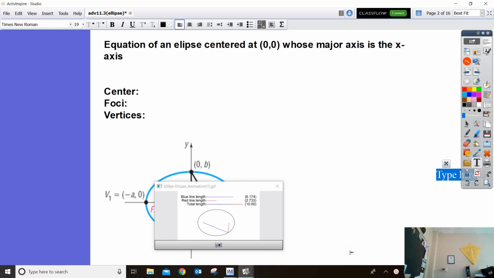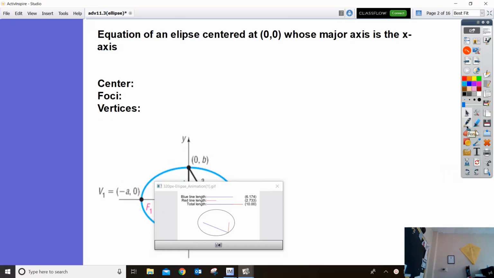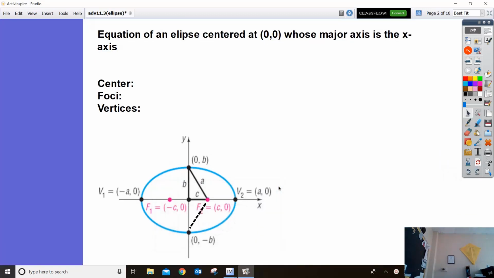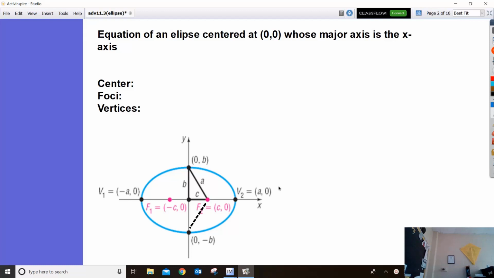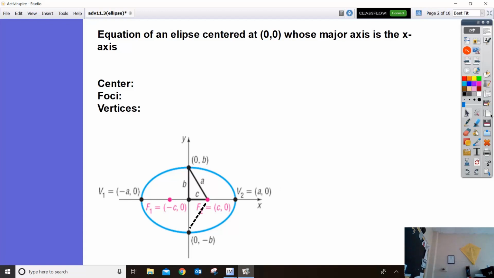All right, so here's our form. We're going to start off with the easy ellipses. They are centered at 0, 0, whose major axis is the x-axis. Notice how it's wider along the x-axis. Look at your notes. Isn't it wider along the x-axis? Yep. That's actually the axis of symmetry. That's what's cutting this ellipse in half. I'm going to put that in your notes. Axis of symmetry.